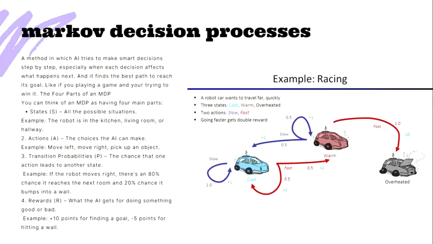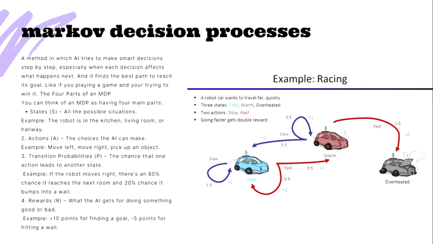Markov decision processes, a method in which AI tries to make smart decisions step by step, especially when each decision affects what happens next, and it finds the best path to reach its goal. Like if you're playing a video game and you're trying to win it. The four parts of an MDP.